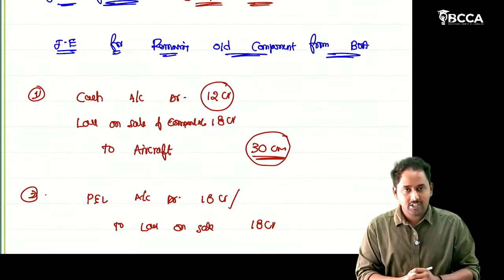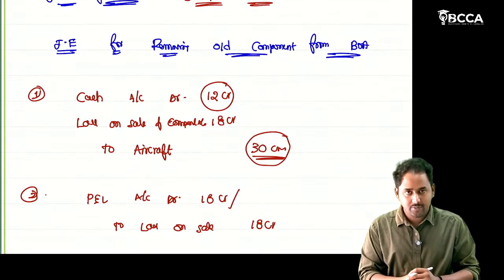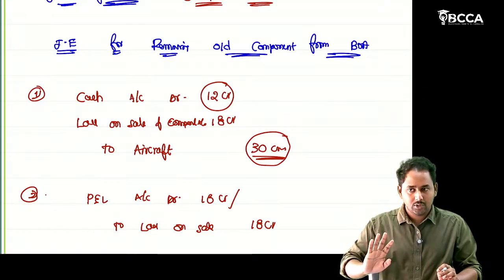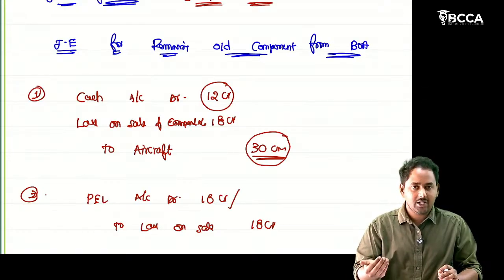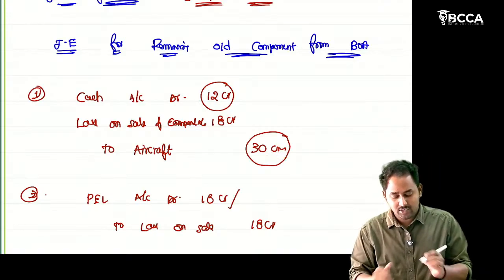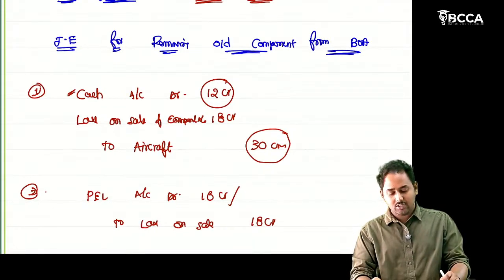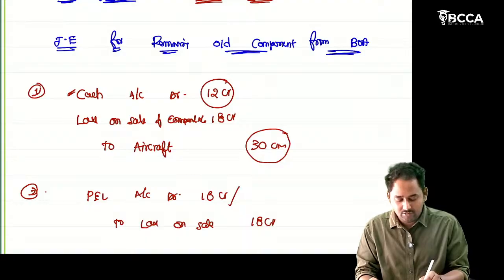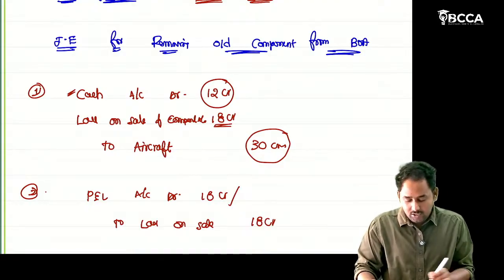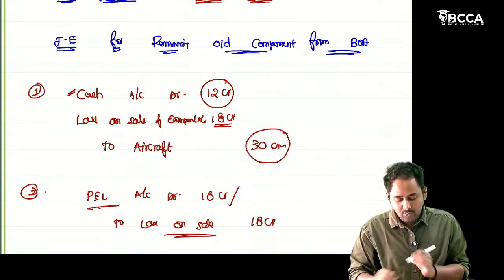So the old component is there, right? So it should be derecognized from the books of accounts. Means the carrying amount of the aircraft should be reduced by 30 crores. So I made 30. And what happened here? Cash account debit 12 crores and loss on sale of component 18 crores. And this loss should be transferred to P&L account.